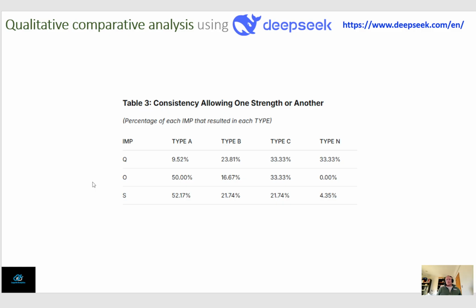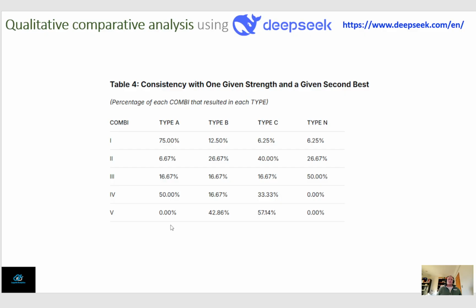In the next one, consistency allowing one strength or another, this is based on, okay, given questioning as an area of improvement, that means that these are the people that have either opening or summarizing as a strength. In this table, you see no number that is convincing in terms of consistency. The best here is 50%, which means that those folks that have opening as area of improvement, meaning either questioning or summarizing a strength, only in 50% of the cases do they sell type A, and the rest of the numbers are even lower. So not really informative in terms of good consistency.